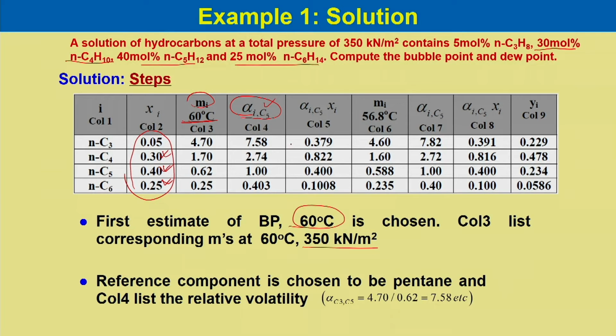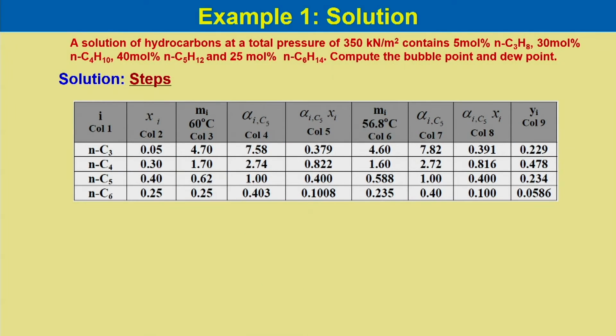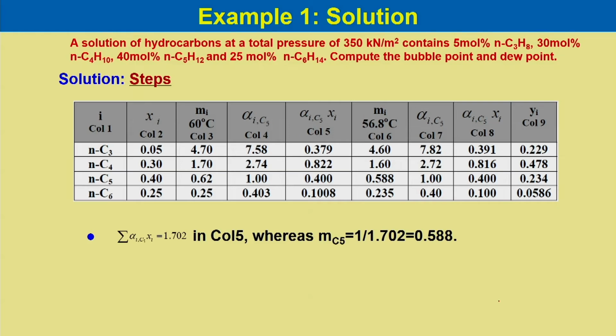One calculation is shown over here. In this case it is 4.70 for normal propane, and for normal pentane it is 0.62. So, we can write 4.70 divided by 0.62. So, this is 7.54, which is written over here. Similarly, for the other cases, we can also calculate in this table.